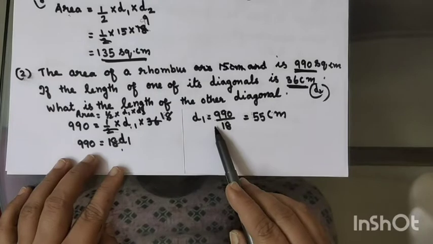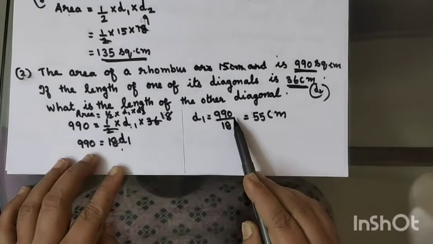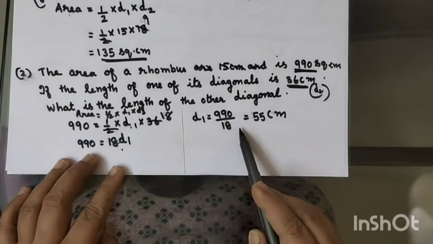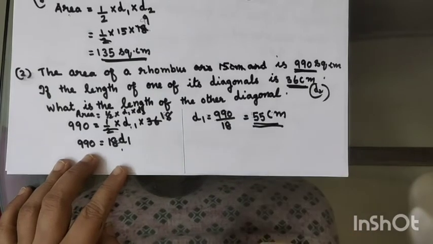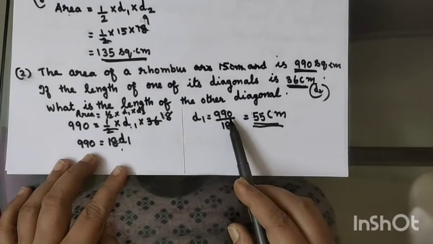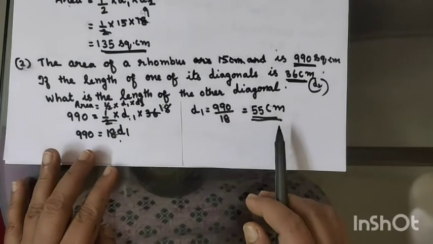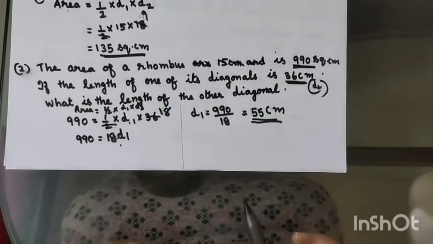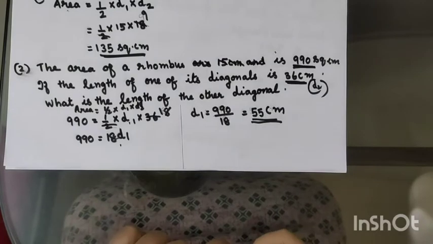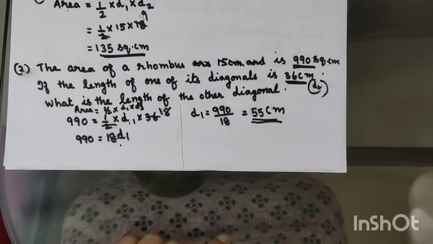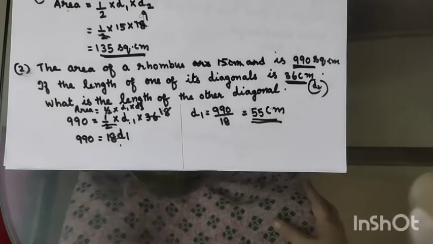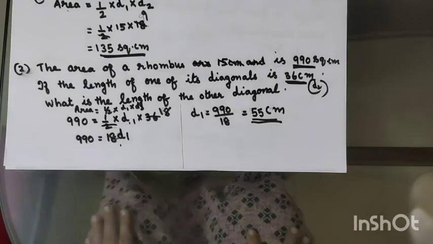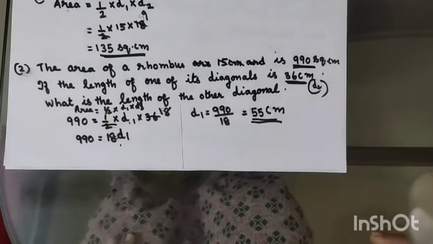D1 is equal to 990 upon 18. You will get 55 centimeter. When you divide 990 by 18, you will get 55 centimeter. So therefore, the last sentence you will write: the length of the other diagonal is equal to 55 centimeter. I hope it is clear to you, children.